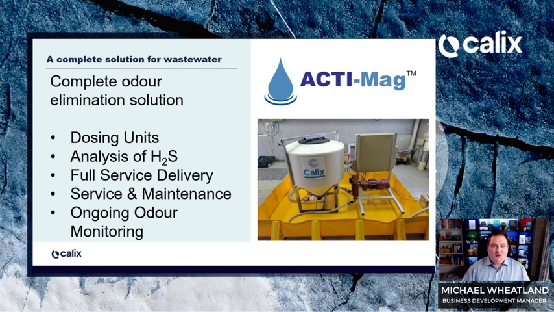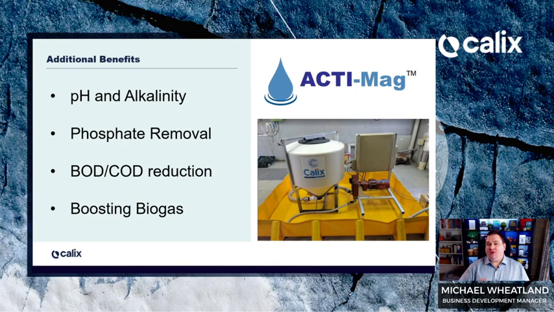Additional benefits that the high surface area ACTI-Mag provides is around pH and alkalinity in the downstream treatment plant. Also around phosphate removal. So if you've got a wastewater discharge system that is sensitive to high phosphate levels, whether it's being discharged into a river or it might be onto land, the ACTI-Mag provides a solution to be able to reduce the phosphate that's coming through the effluent of the treatment plant. So as well as the odour control upstream, you get the downstream benefits at the treatment plant.